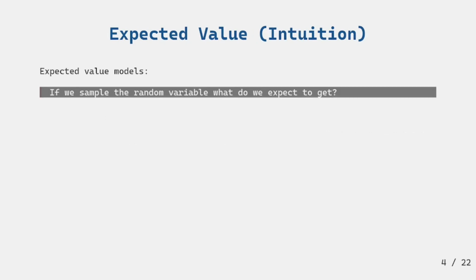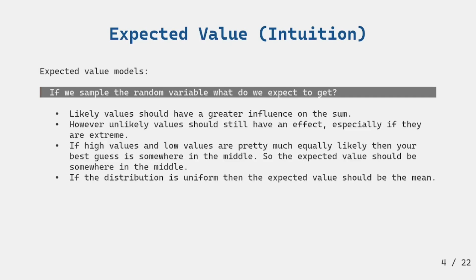So the point of expected value is it models what do we expect to get? What are we probably going to get? What should we guess that we're going to get before we actually see the value of this random variable from this sample? And yes, likely values have a bigger influence. Unlikely values should still have an effect, especially if they're extreme. If you've got a die that's 1, 2, 3, 4, 1,000, you expect to get a value that's more than 5, because even though there's only a 1 in 6 chance of getting 1,000 on this die, it still could come up, right?